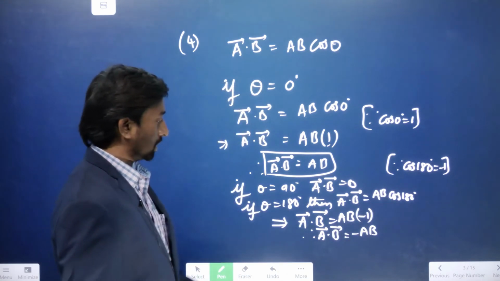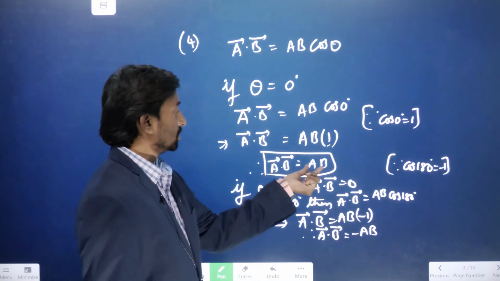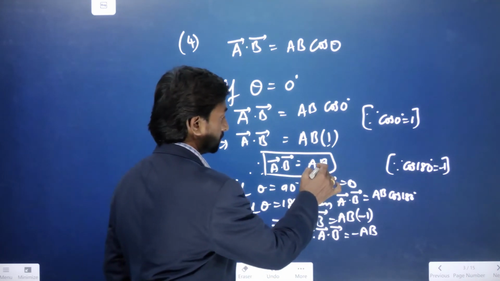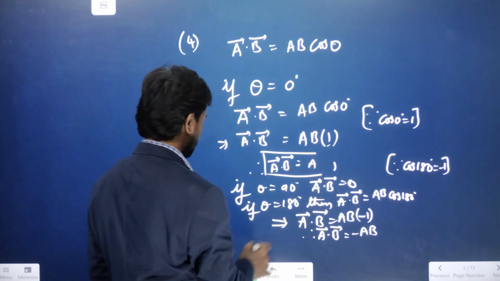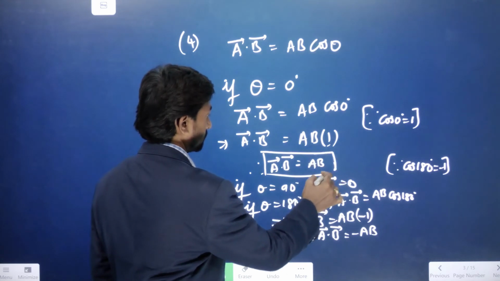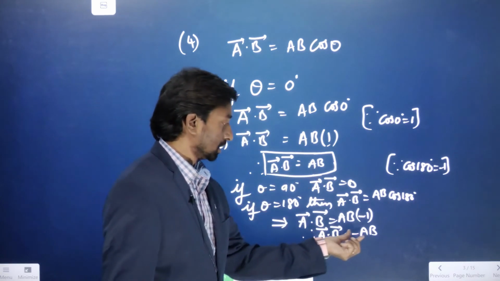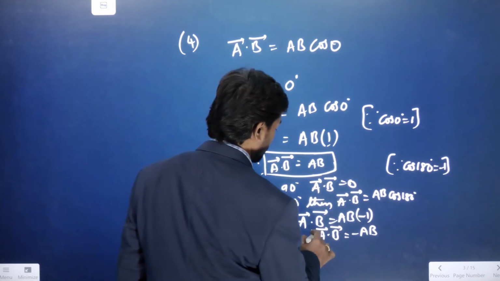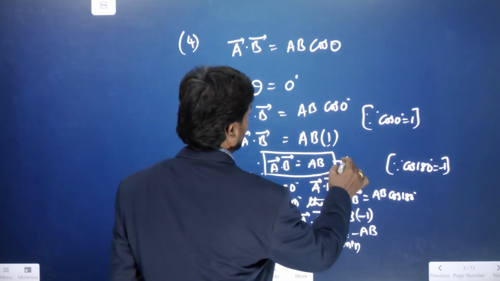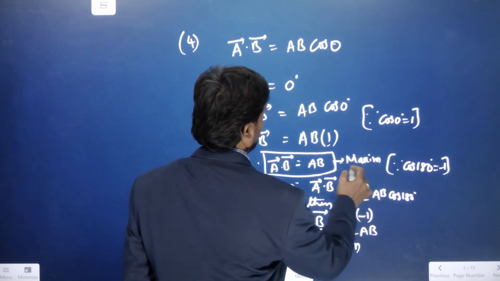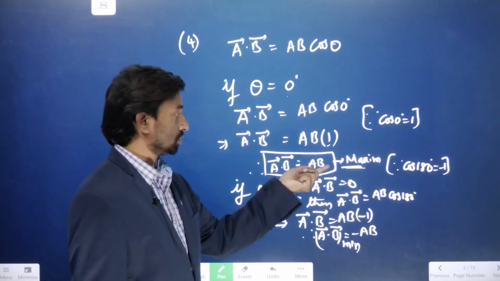So see here, we got minus ab for a bar dot b bar at 180 degrees. When theta is equal to 0 degrees, we got plus ab. When theta is equal to 180 degrees, we got minus ab. So minus ab is the minimum value, and plus ab is the maximum value. So from this we can say when theta is equal to 0 degrees, the dot product of two vectors is going to be the maximum.